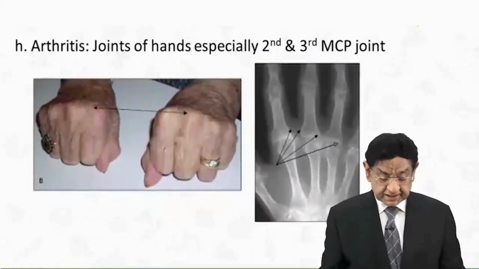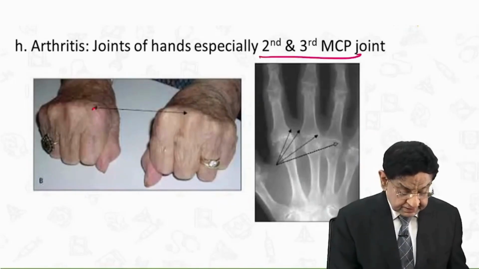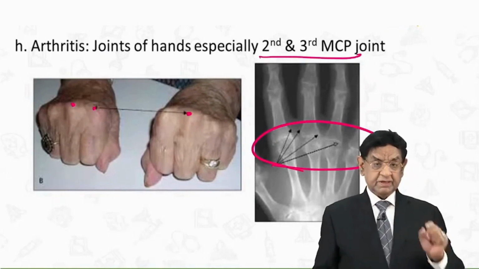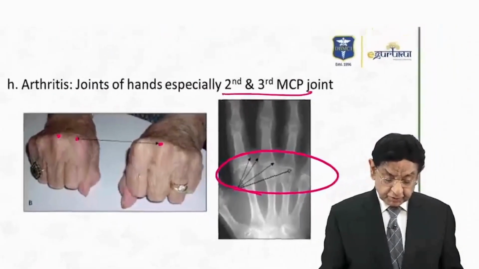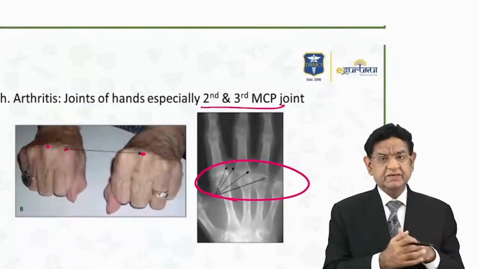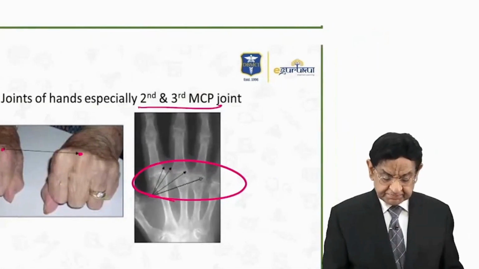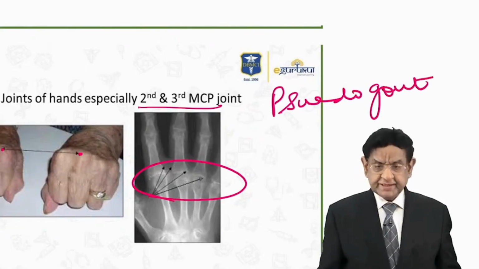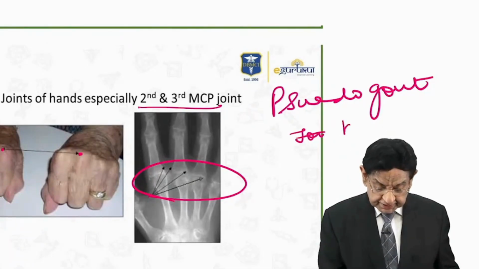Arthritis, classically in the second and third metacarpophalangeal joint, second and third, and you have seen the X-ray also. Classical exam question is this. Okay, arthritis. Now one more thing. Of course, this is the classical feature that we see. But an additional thing which can happen in this patient is pseudo gout, which usually tends to occur in elderly people, and the patient may have joint pains, knee joint pains.